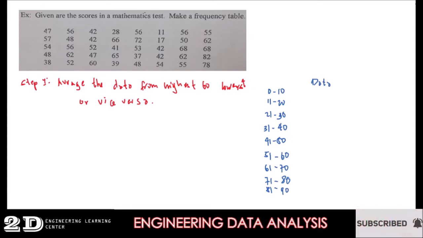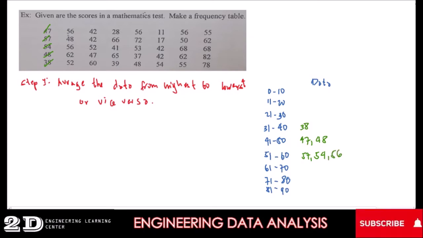The first one is 47. 47 is in this group, so we write 47 here and tally it. Then we have 57, which is between 51 and 60. Then 54, so we write 54 here. We have 48. Then 38, which is between 31 and 40. Then we have 56, then again 48, then 56.